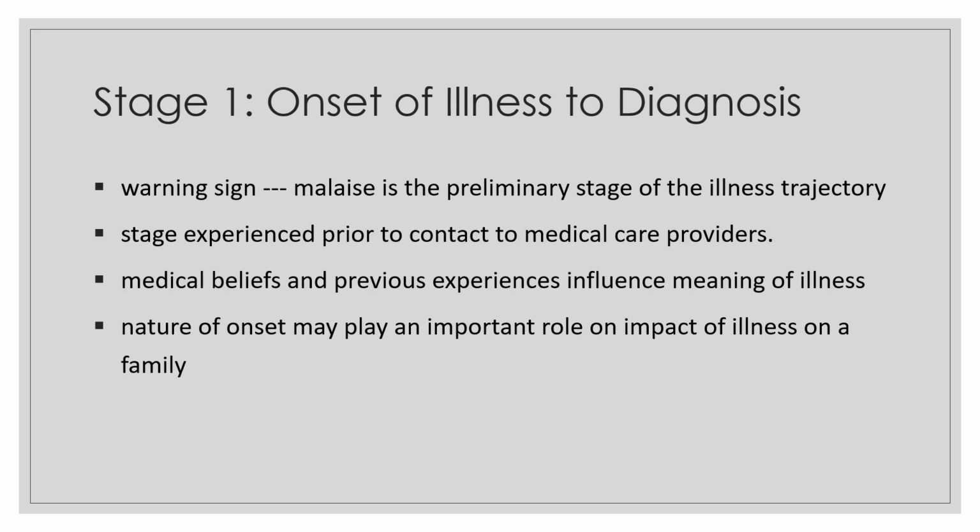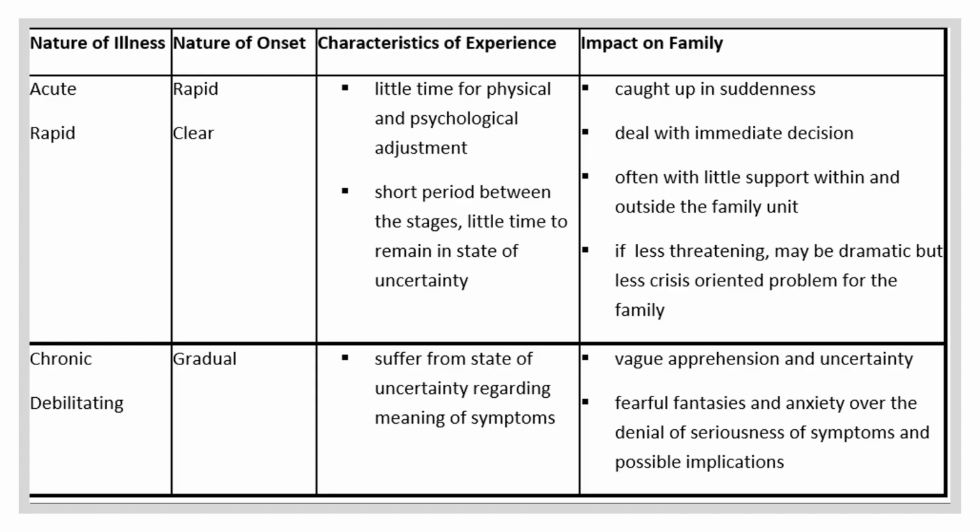Stage 1 is the onset of illness to diagnosis. It is a warning sign such as malaise, the preliminary stage of the illness trajectory. This stage is experienced prior to contact with medical care providers, and medical beliefs and previous experiences influence the meaning of illness. The nature of onset may play an important role in the impact of illness on a family. So it could be acute, or rapid. The nature of onset could be rapid or clear.